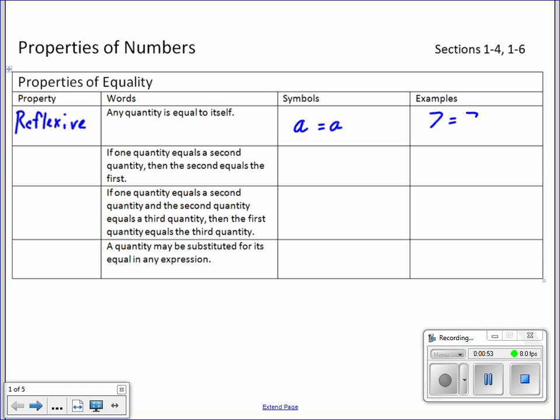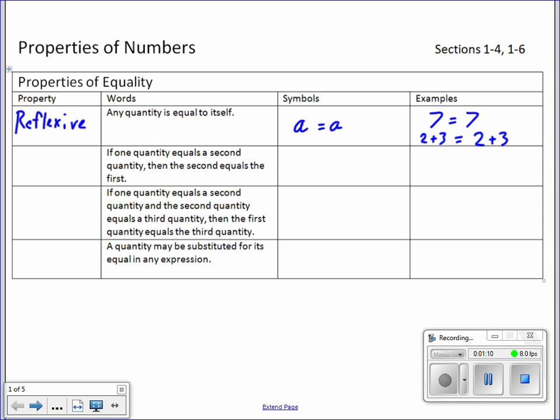Examples. 7 equals 7. It always equals the same thing. We could also look at it as an expression. 2 plus 3 is the same as 2 plus 3. It's always the same. That's reflexive property.